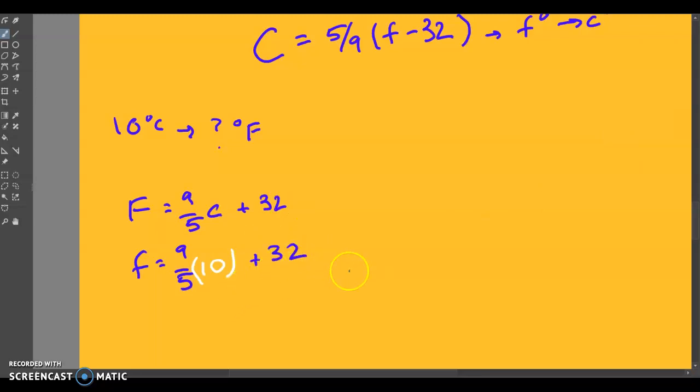And now we're just going to do a little bit of math here, right? If you want to think about it this way, this is 9 over 5 times 10 over 1. 9 times 10 is going to be 90 over 5 times 1, which is 5. And then we have 90 over 5, which is going to reduce down to 18.